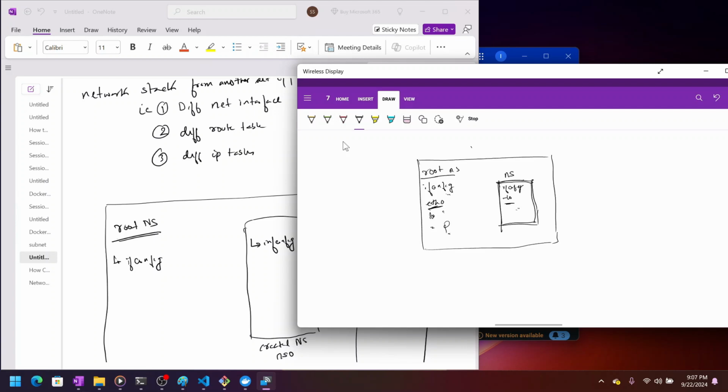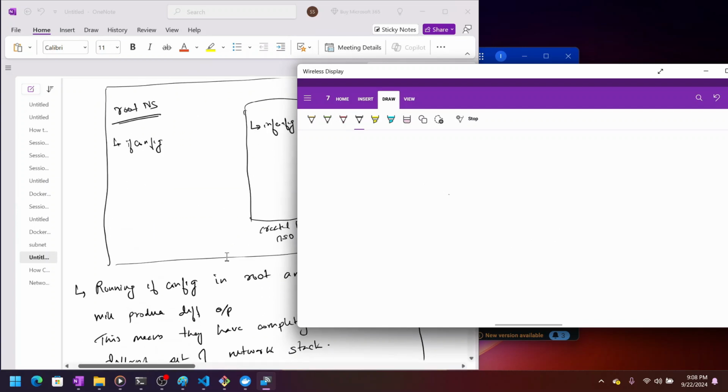The process inside this network interface will have a different set of network interfaces, and the process inside this root namespace will have this set of network interfaces. This is the reason Docker creates network interfaces and network namespaces, so that it gets completely isolated from the host machine.